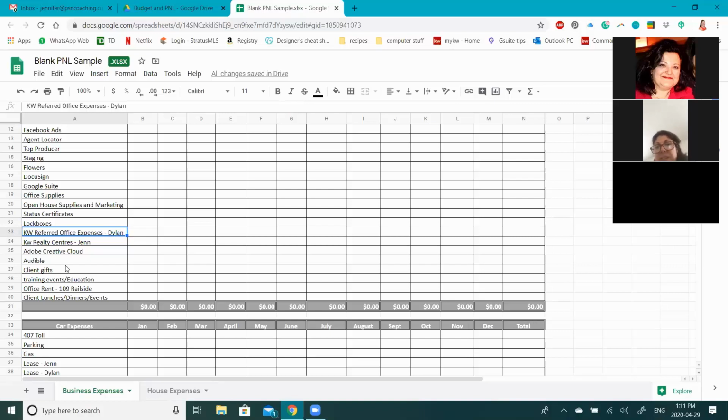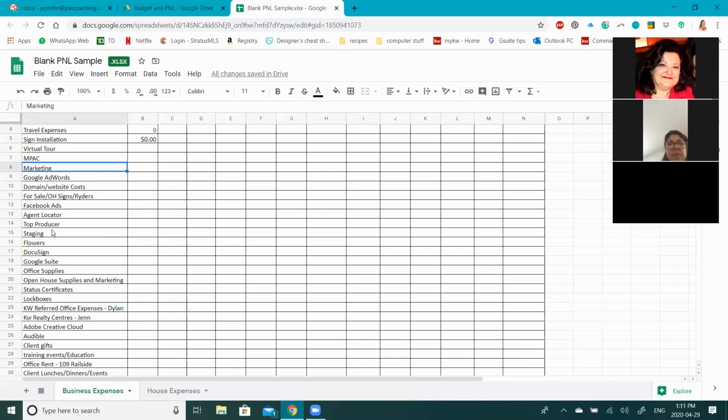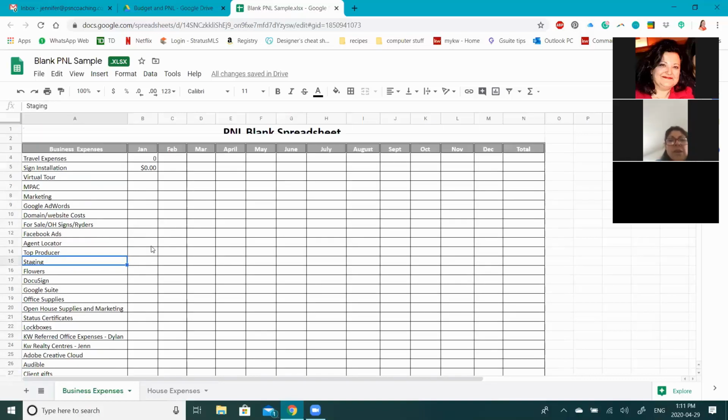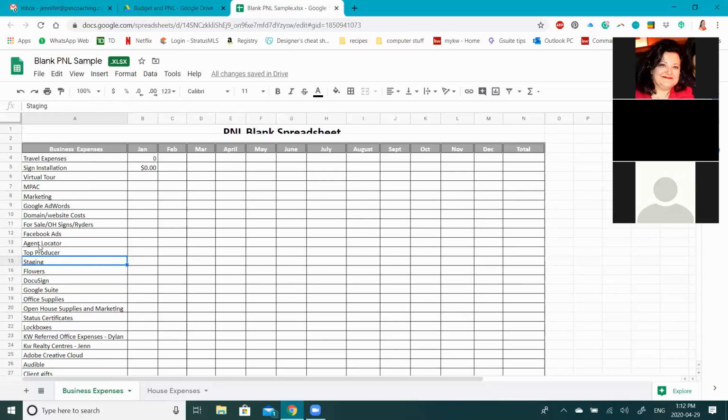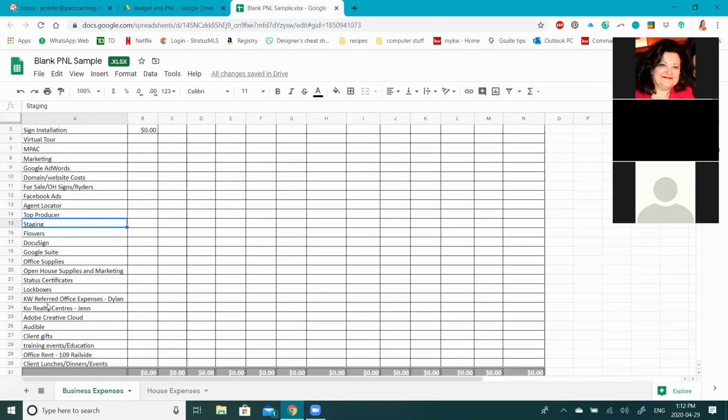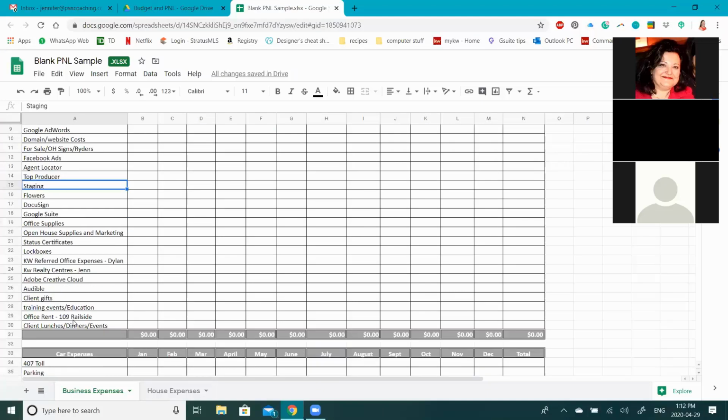Okay. So all of these categories here on the left, guys, edit the ones you don't have. If you don't pay for agent locator, don't have an agent locator category. You don't need it, right? You've got to make it your own, but you might have a different program that you use that I don't have on here. So you would add that in. And so yes, everything that's not applicable, just take out.